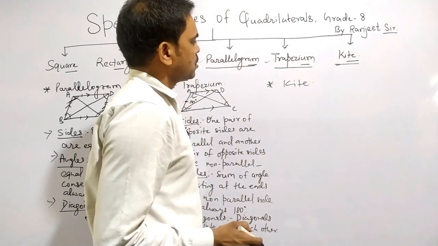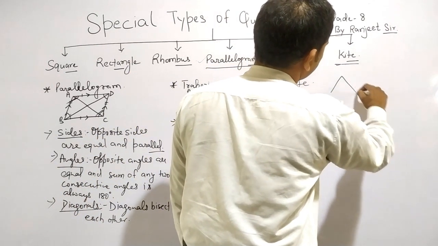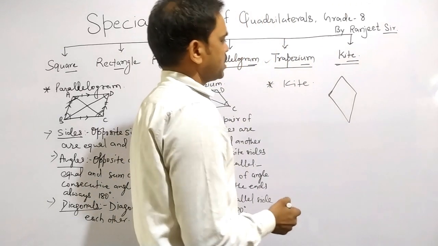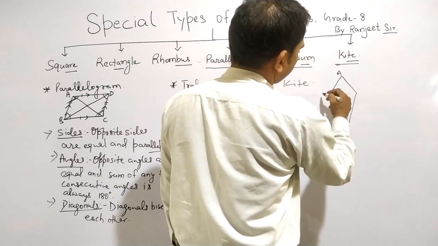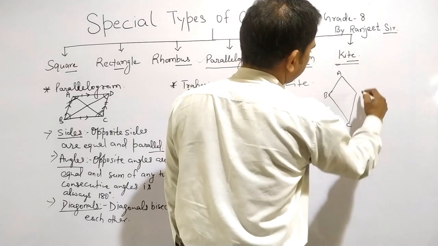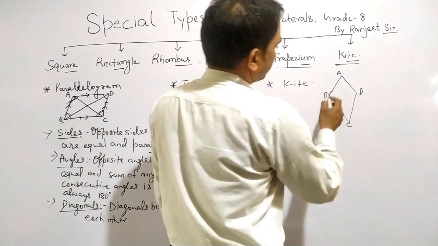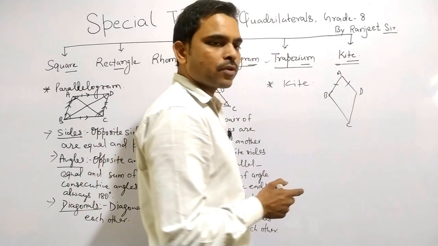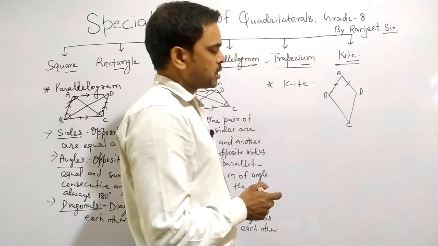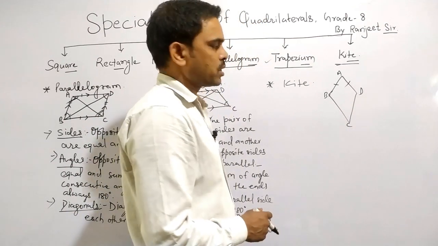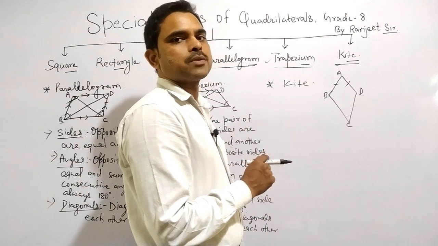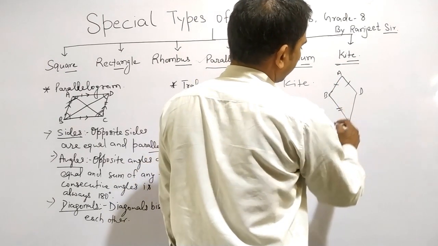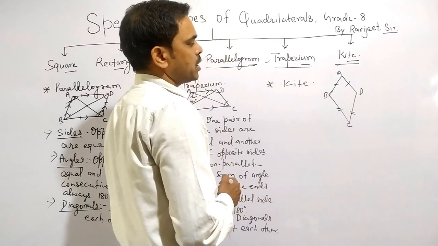For the kite, first I make a diagram, then after it will become easy to understand. This is a figure of kite, A, B, C, D. You will find in this kite AB will be equal to AD, means one pair of consecutive sides will be equal to each other and another pair will also be equal. The pair of consecutive sides will be equal to each other, means AB and AD will be equal to each other, and in that way BC and CD also will be equal to each other.